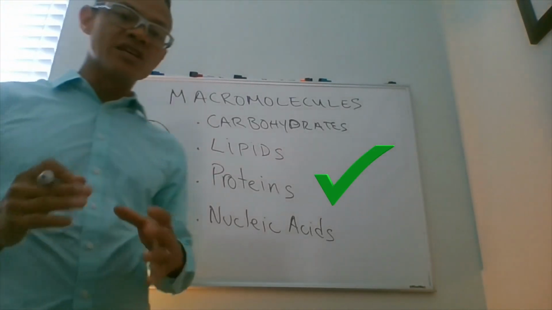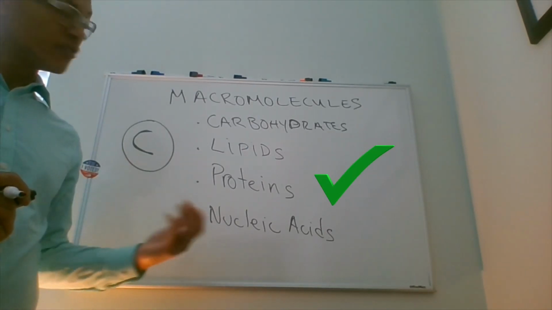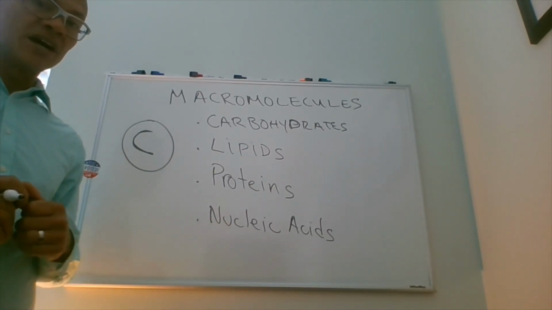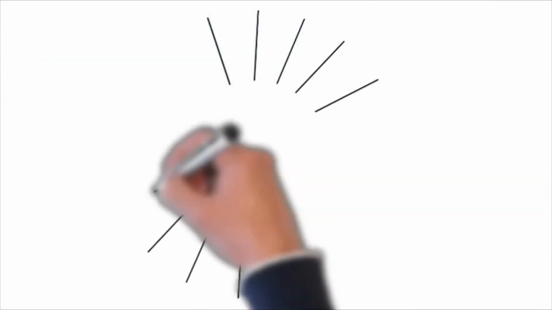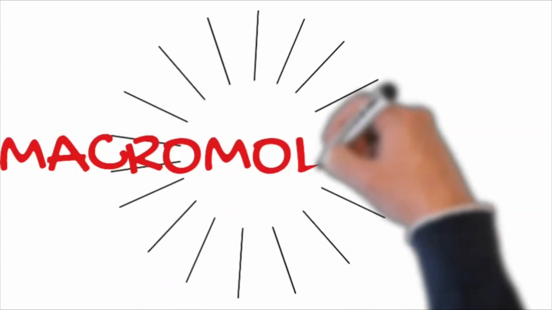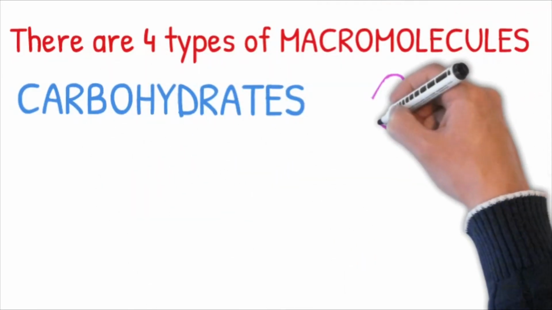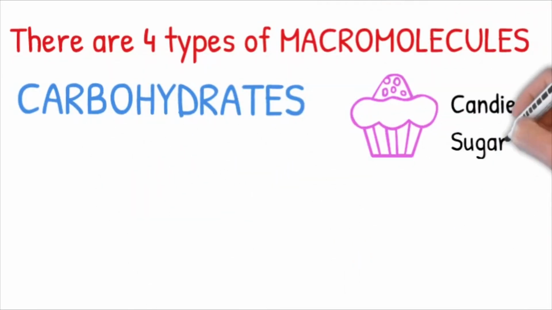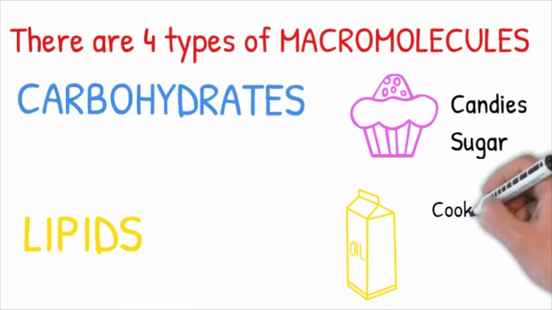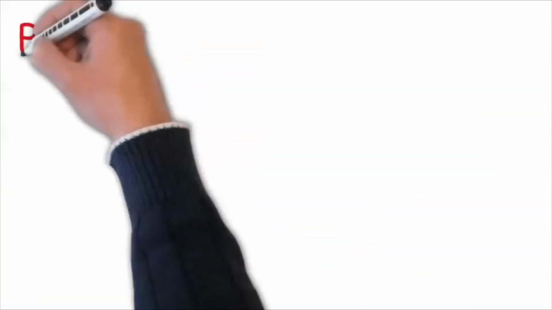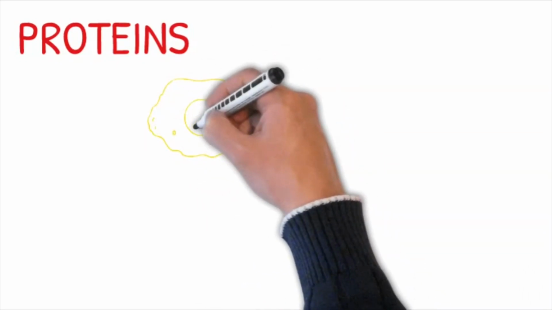Both of them are mostly important in the storage and releasing of genetic information, but we should also keep in mind that ATP is also an example of a nucleic acid. Again, just to summarize what we have done so far, we're going to be talking about macromolecules, and there are basically four types: carbohydrates, which are mainly candies and sugars; lipids, some examples of which are cooking oil, butter, and wax. And then we will talk about proteins and eventually nucleic acids.